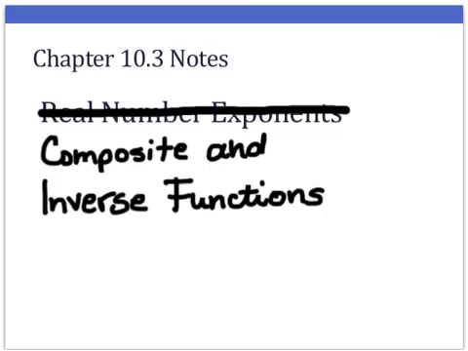To begin with, this lesson was not titled properly. I have put the correct title on Composite and Inverse Functions.